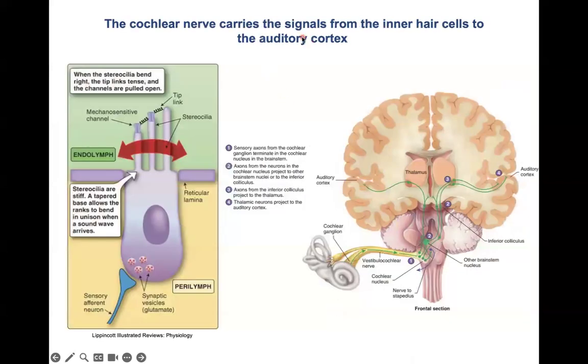Finally, the cochlear nerve carries the signals from the inner hair cells to the auditory cortex. As we see here, we have 7 neurons, and here we have the auditory cortex. I will discuss the details in a separate part.